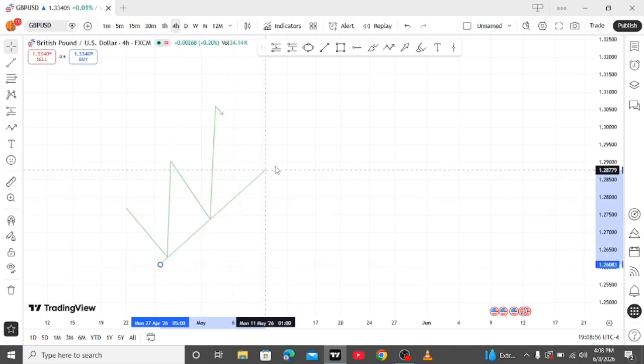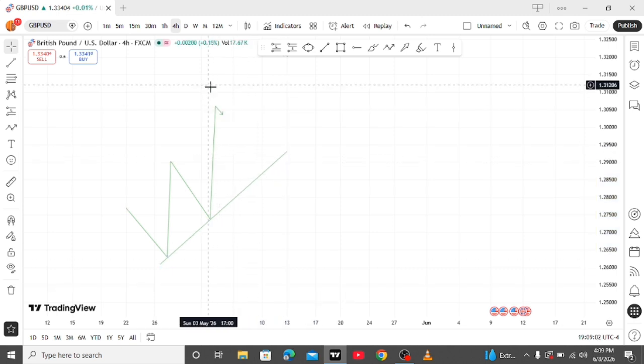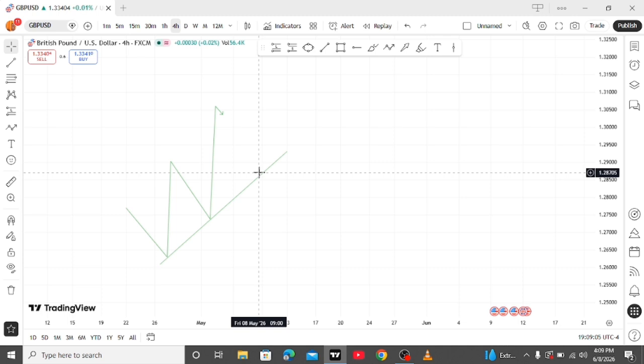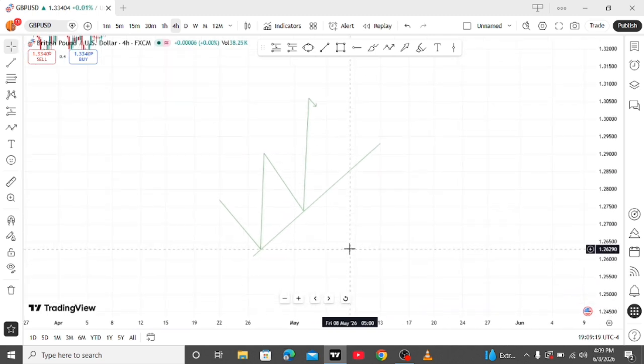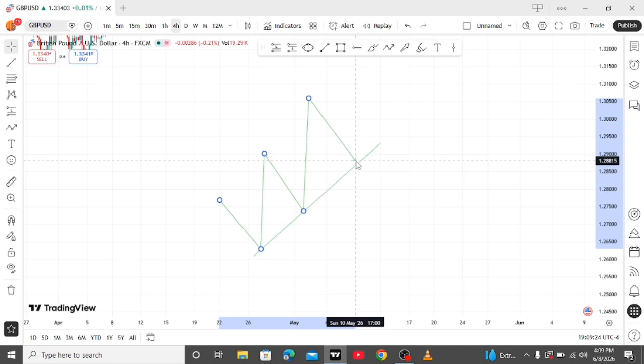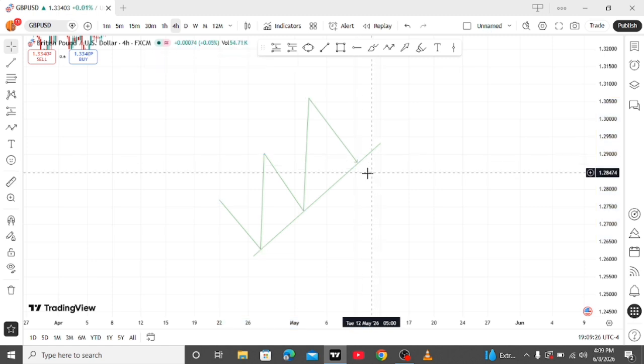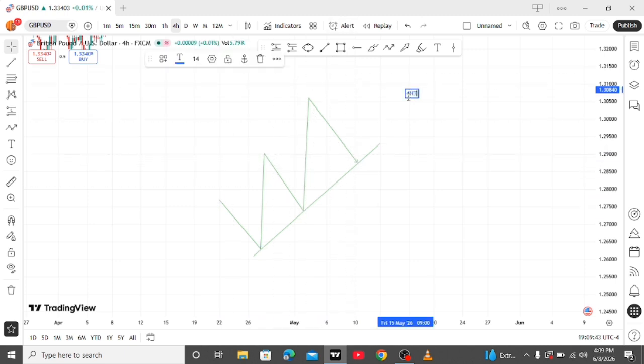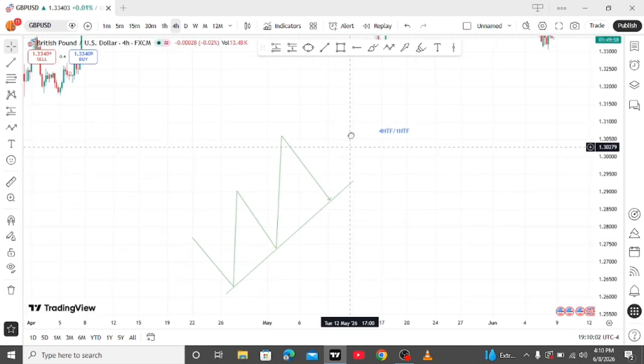And as a trend line trader, what do we do? We mark out our trend line and wait for price to come and give us a third touch. So when the market gives us this third touch, this is where you go over to your smaller time frame. Remember, this is the bigger time frame, the 4-hour time frame or the 1-hour time frame.